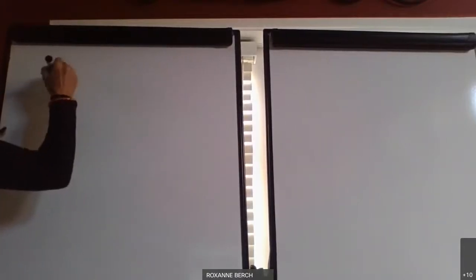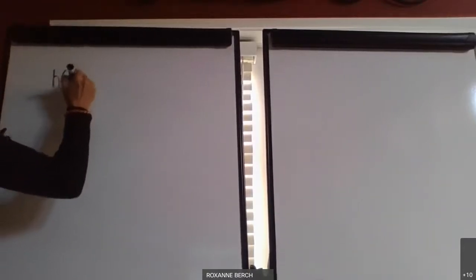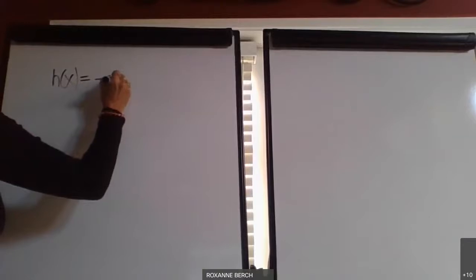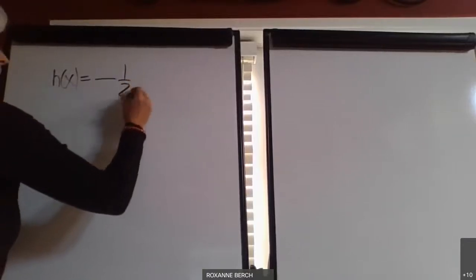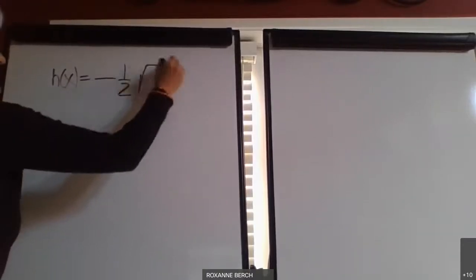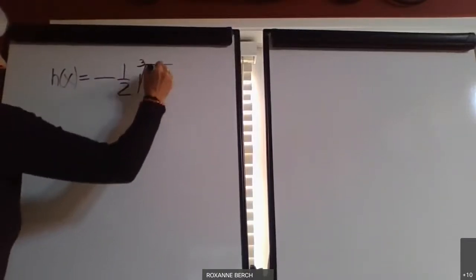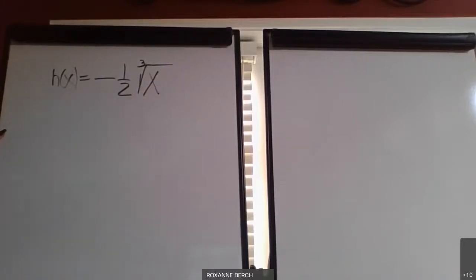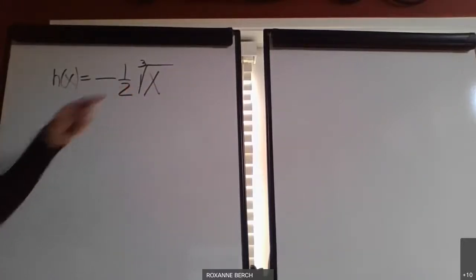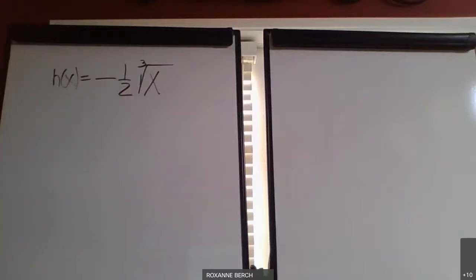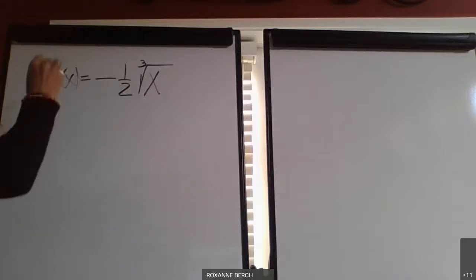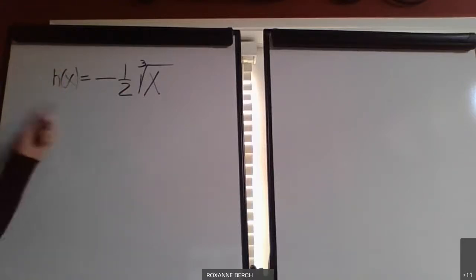Okay, ready? h of x equals negative 1/2 times the cube root of x. Now you can have a -1 here. In fact, there's 3 points for this, and they're the same as the cubic. So you have to know what this looks like. Does it look like the up and down snake, or does it look like the left and right snake?